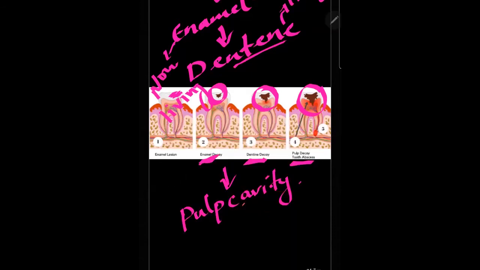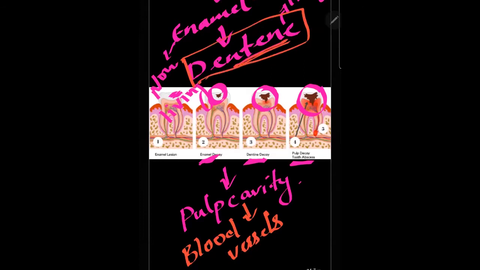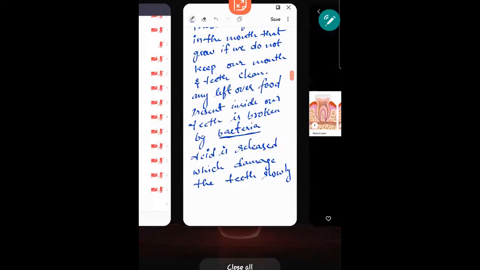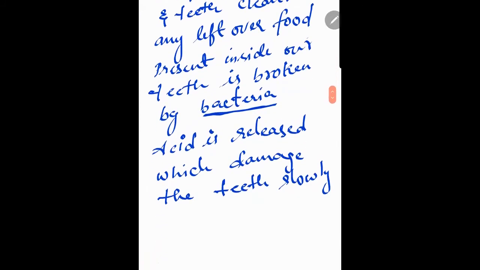Now the pulp cavity: here blood vessels are present. The blood vessels supply nutrients, oxygen, and whatever you eat, so that the teeth will be healthy and keep growing. They provide nourishment to the dentine. This is how the tooth keeps doing its function. Now we'll see what happens after that. Slowly the tooth will decay.